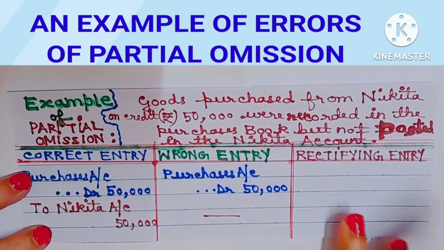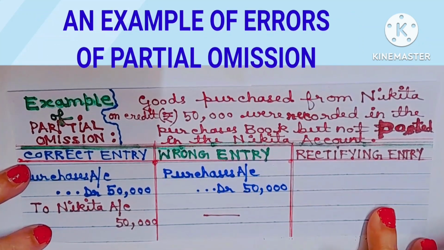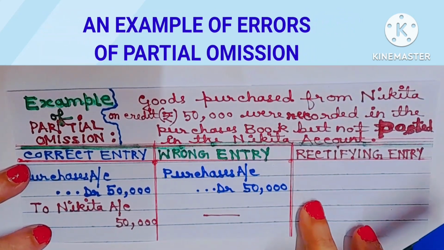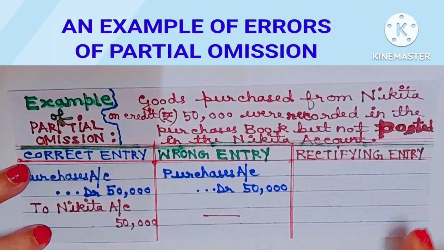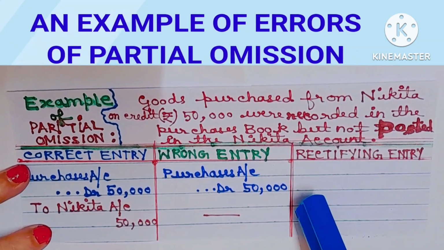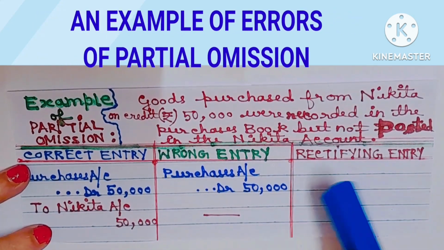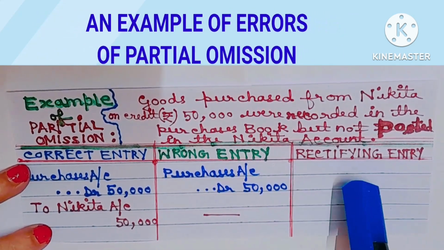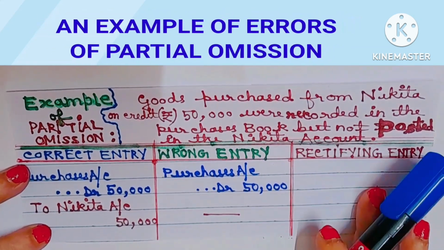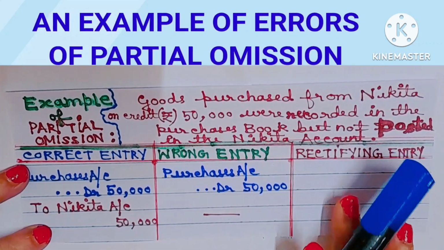As we all know, a journal entry is a double entry system. So a single account I cannot write. I cannot write "To Nikita account 50,000" because a journal entry is a double entry system. If it is "To Nikita account 50,000", something must also be written on the debit side. Since we cannot write anything on the debit side, we cannot write "To Nikita account 50,000". Understood? This is the first stage, rectification of errors before preparation of trial balance.